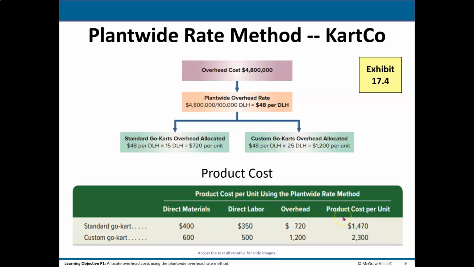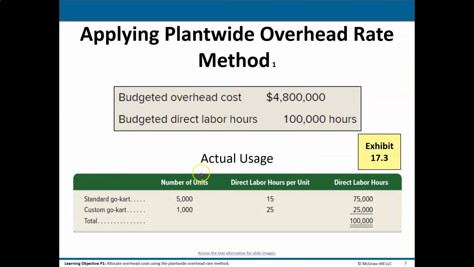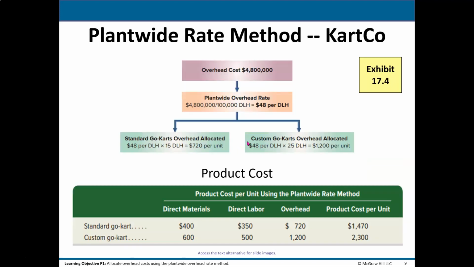So that is the plant-wide rate method. This is something we've already done before for one product, but now we just applied it to multiple products here. So now you can see how we apply it to multiple products. So that's the plant-wide overhead rate method, and that's what we've been using for now. We only used it on one product before. Now we're using it on two, just so you can see how it splits up when we have multiple products that we are making for our customers.